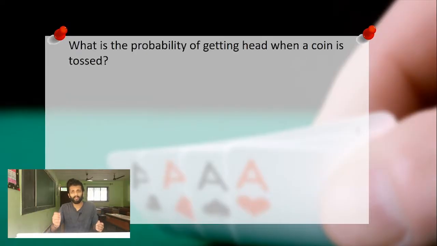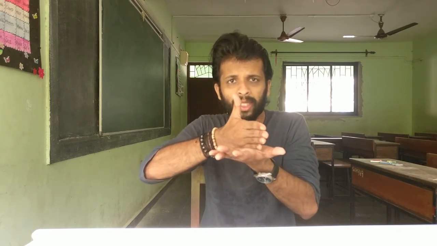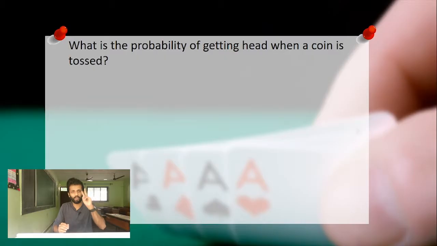What is the probability of getting a head when a coin is tossed? I'm taking a coin and tossing it in the air. When I toss the coin, there is a possibility that it might land on head or it might land on tail. Can it stand in the middle? It is me throwing the coin, not Rajnikant. So there are two possibilities: either it is a head or a tail.